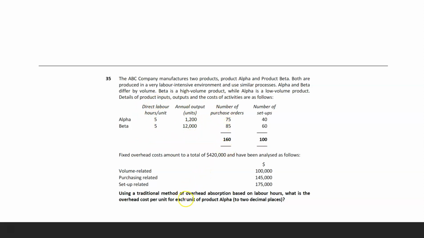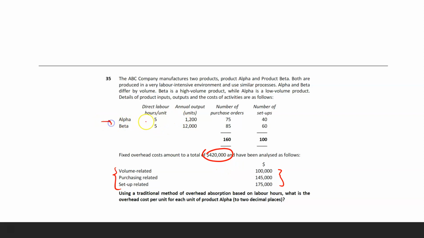So they want us to use a traditional method of overhead absorption costing, which means we just focus on this. All of this is irrelevant, right? Because we're using purely traditional overhead absorption costing. We take everything and we need some kind of base, either machine hours or labor hours, and they tell us to go with labor hours. So the question here, first of all, is, what are the total labor hours involved?